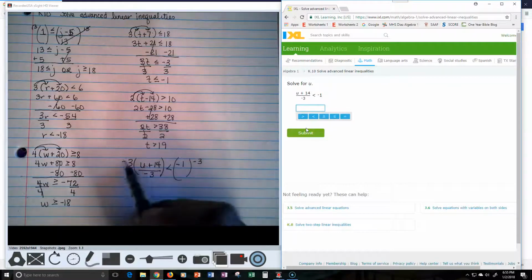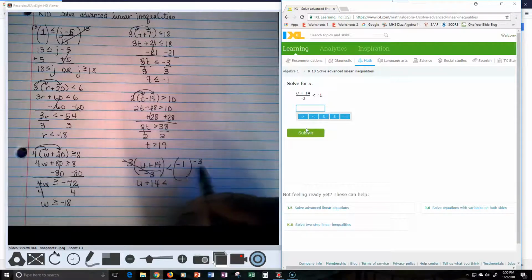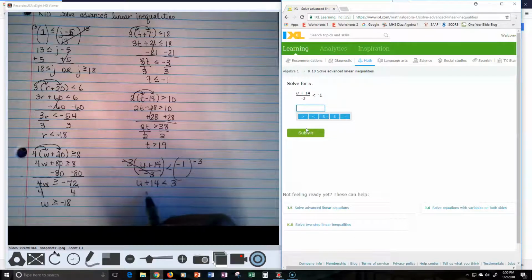So negative 3 divided by negative 3 is positive 1, and I've got u plus 14 is less than negative 1 multiplied by negative 3 is positive 3. If I want u alone, I'm going to subtract 14 from both sides of the inequality. And I've got u is less than negative 11.